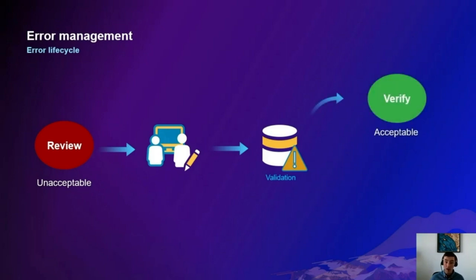If the edit corrects the error violation, then the error record automatically moves into the verify state, denoting that it has been resolved. However, if the edit was unsuccessful at correcting the error violation, it remains in the review state for further editing.